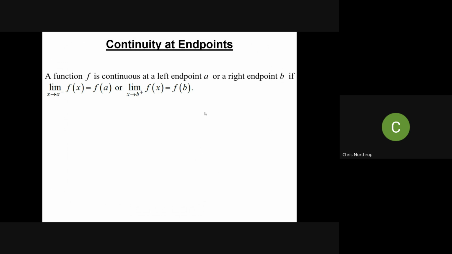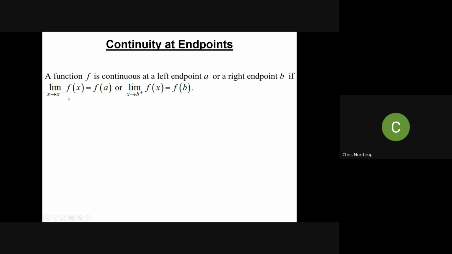Or I'm sorry, I think I mixed these around here. It should be a plus on the A and the minus on the B, because if it's a left endpoint A, that would mean that coming from the right, because the left endpoint means I stop at the left. So if you want to mentally put a plus where that minus is on the A and a minus where that plus is on the B. I thought I fixed all my typos, but I guess not.